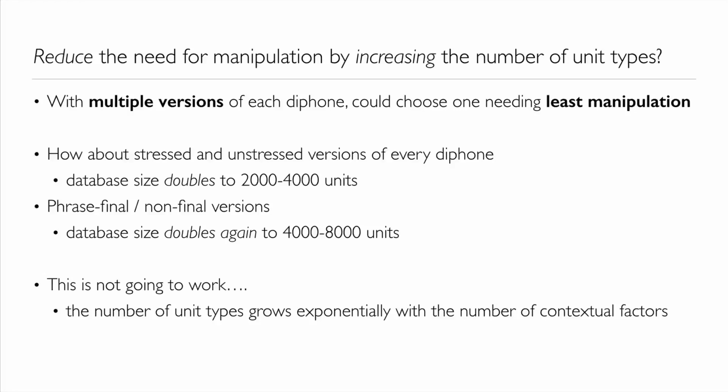So instead of N phoneme types, giving us about N squared diphone types, let's now have a version of each diphone in lexically stressed and unstressed positions. Database size will double. But that's not enough. We need things to vary prosodically. So let's have things in phrase final and non-final positions. The database size will double again. And we could keep doing that for all of the linguistic context factors that we think are important. The number of types is going to grow exponentially with those factors. So that's not going to work, but it's a reasonable way to start understanding unit selection.